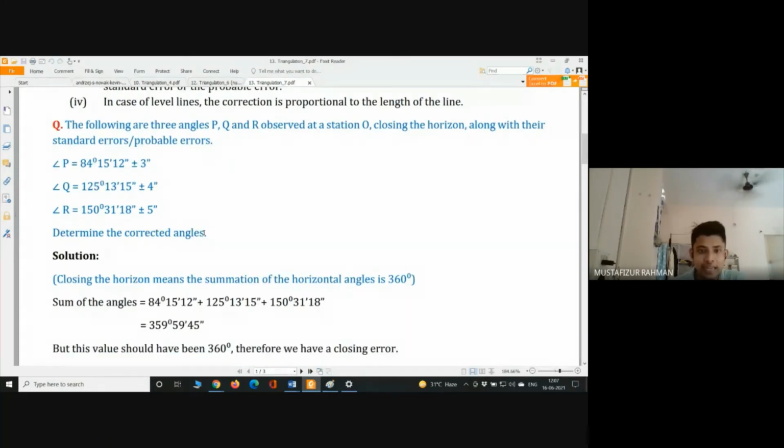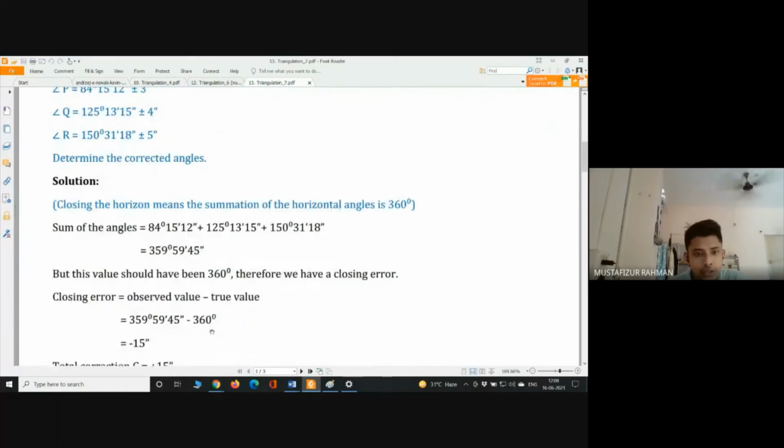Now first we will add the angles. When we add them up, we see that this is not 360 degree. This is slightly lower than 360 degree. So there is a closing error. So what is the closing error? Observed value minus true value. So we saw that there is an error, minus 15 seconds is our error. So correction will be opposite in sign, but equal in magnitude. So correction will be 15 seconds positive. When we add that value here, then only this will become 360 degree. So angle P, angle Q, and angle R, all these angles will require a total correction of 15 seconds.